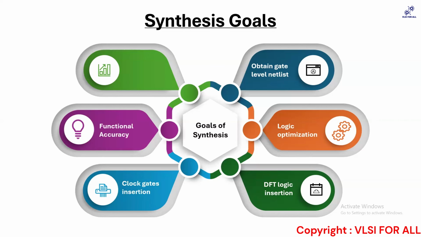Something else is functional accuracy. Functional accuracy is checked through something called LEC, or functional verification. LEC is a tool which does it. When you understood synthesis, you understood there was something called RTL, and there was an output called the netlist. Now, when you're doing this process of synthesis, you should not alter the intended functionality of the design.